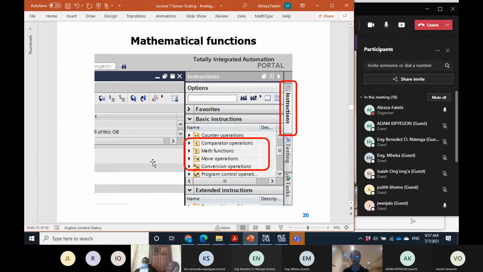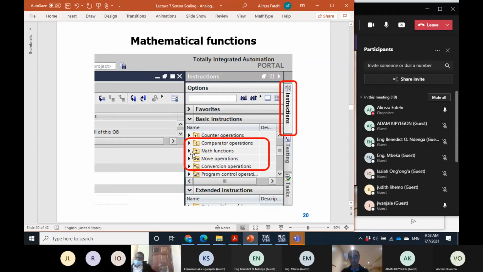The math functions are in the instruction tab. We have comparator, math functions, move operators, and conversion operators. These are the functions that we typically need for doing math. Of course, in this session, we only use the math functions and move. The comparator and conversion we use in the next lecture, where we have the program that uses them. So we use only the math function and move.